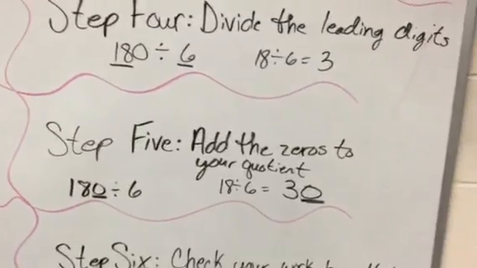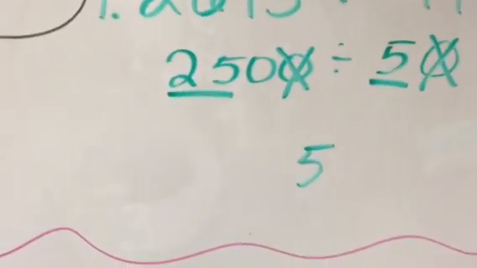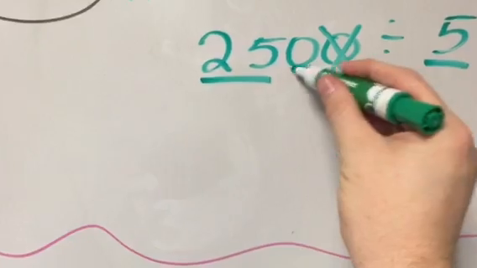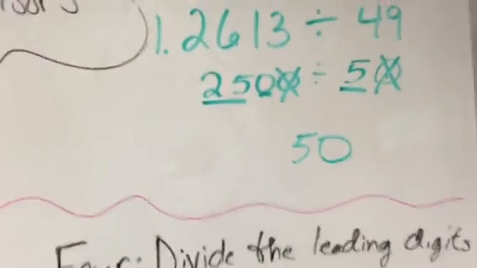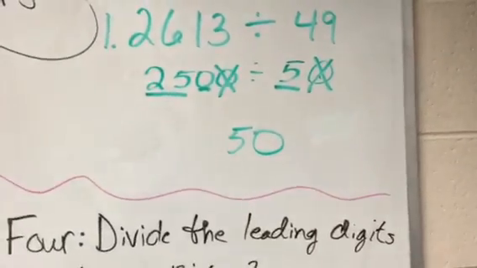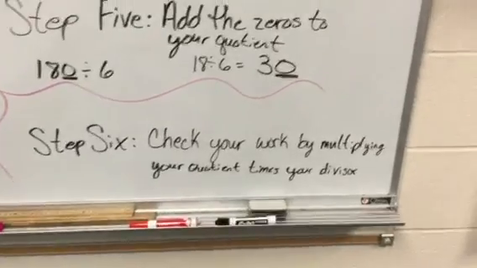Step 5 says add the zeros to your quotient. Well, if you notice, I crossed off this 0 and this 0, but I still have this one left, so I'm going to add that to my quotient. So now I finished my steps. I got an answer of 50. Oh, there's one step left. Check your work. So let's do that.